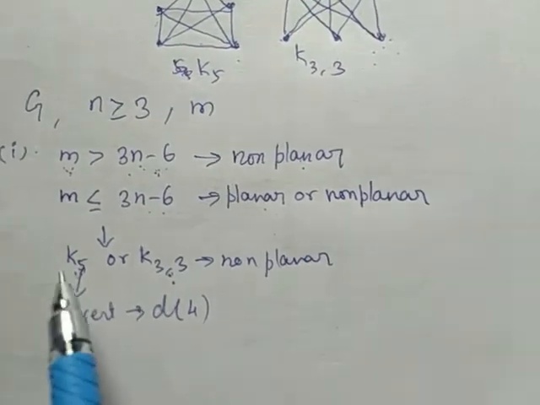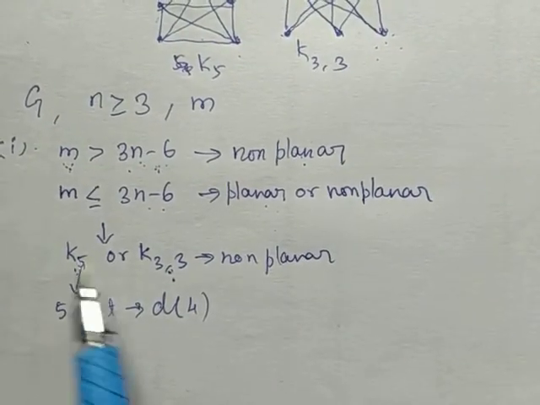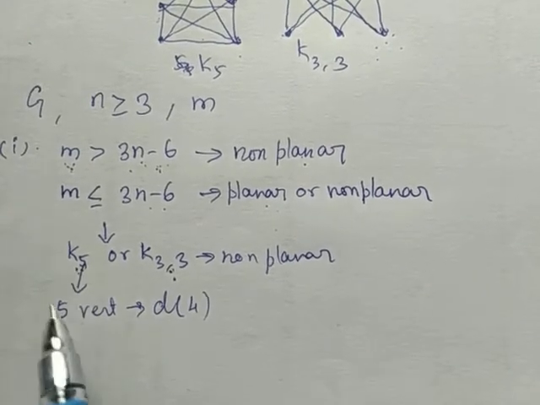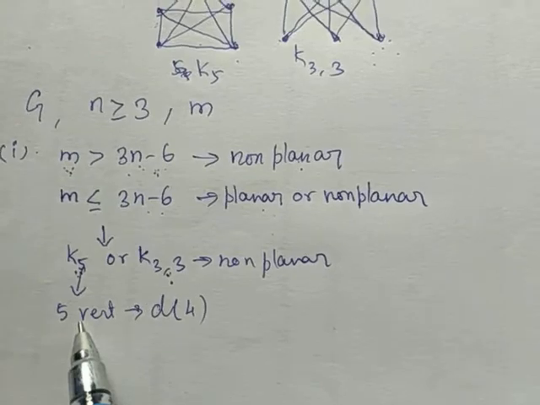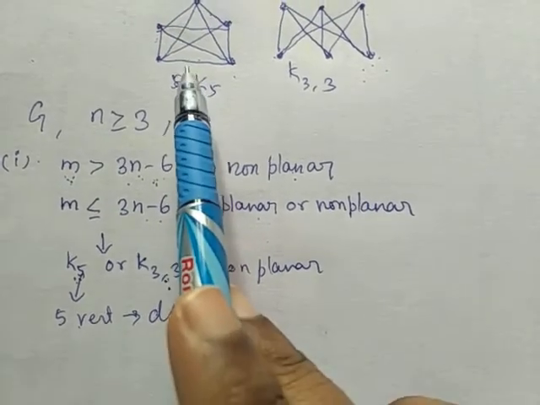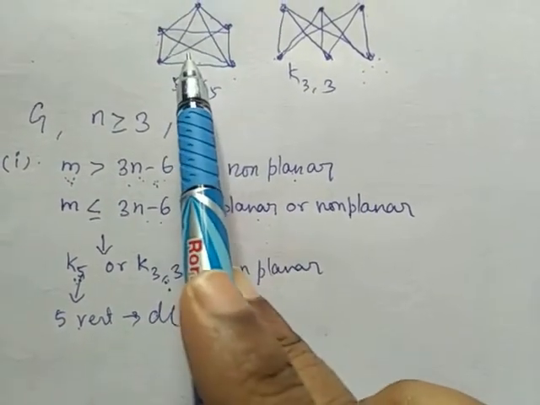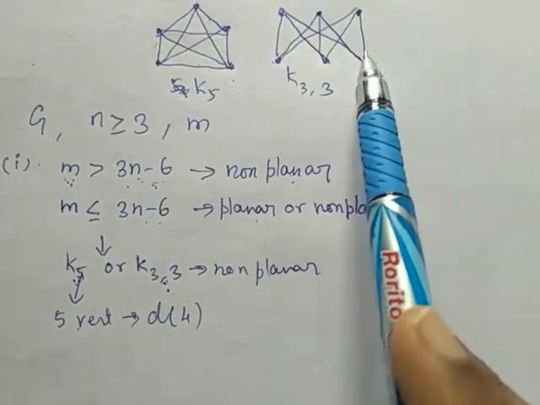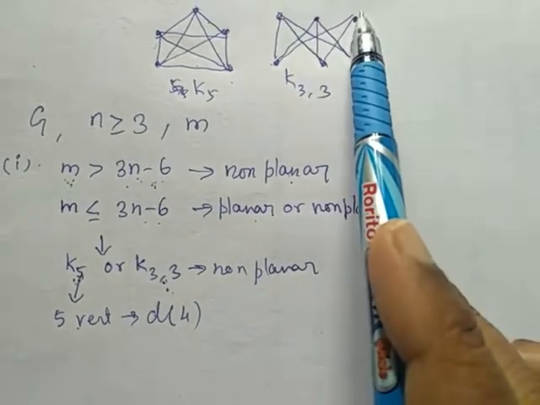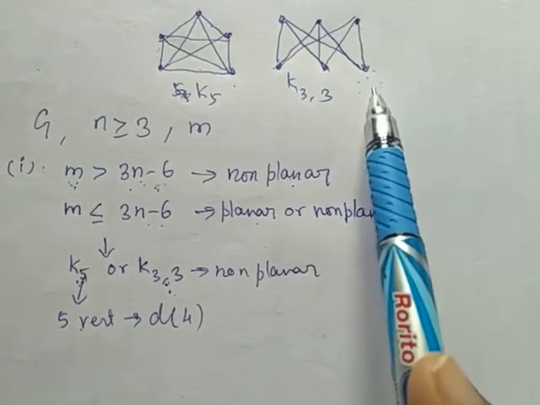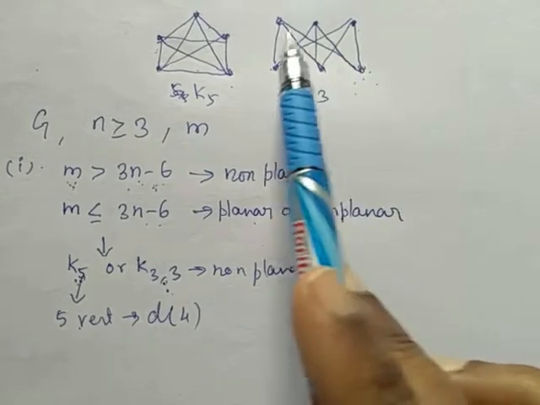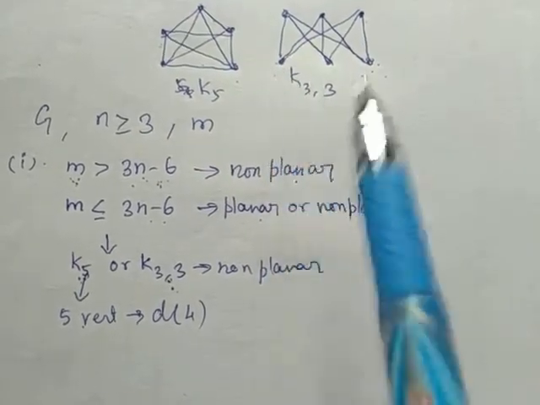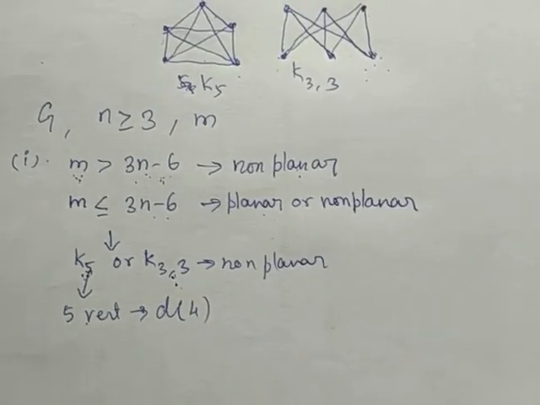So, to check whether it has K5 or K3,3, check whether the graph has 5 vertices of degree 4 which are connected by paths in this form. In the case of K3,3, we identify a graph with 3 vertices in one group and another 3 vertices in another group. Each has degree 3 and is connected to the other set. In those cases, we will prove the graph is non-planar.